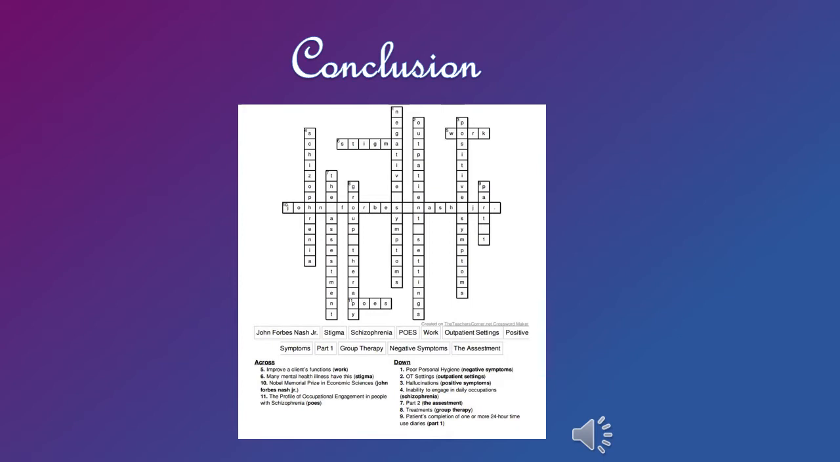Number 8, the clue was treatments, and the answer to that was group therapy. Number 9 was patient completion of one or more 24-hour time use diaries, and the answer to that was part 1. And number 10, Nobel Memorial Prize in Economic Sciences, and the answer to that was John Forbes Nash Jr. Number 11, the profile of occupational engagement in people with schizophrenia, was the POES.